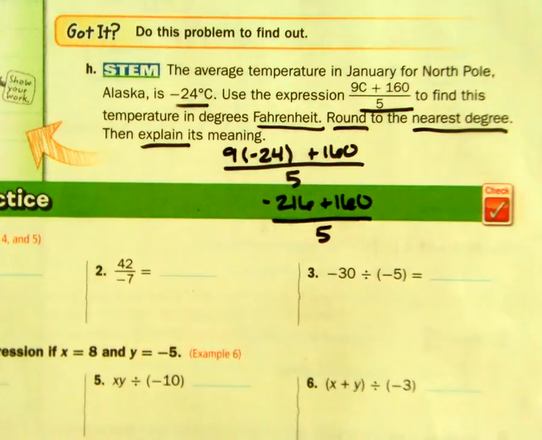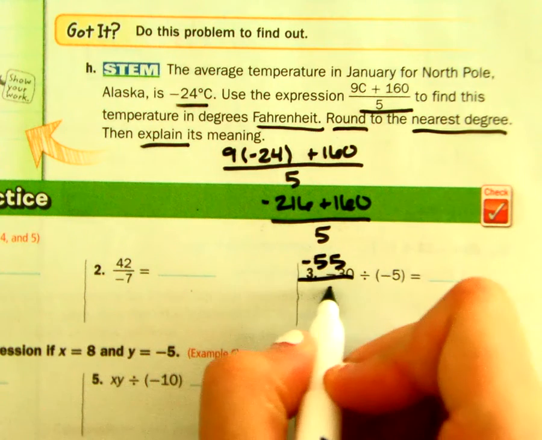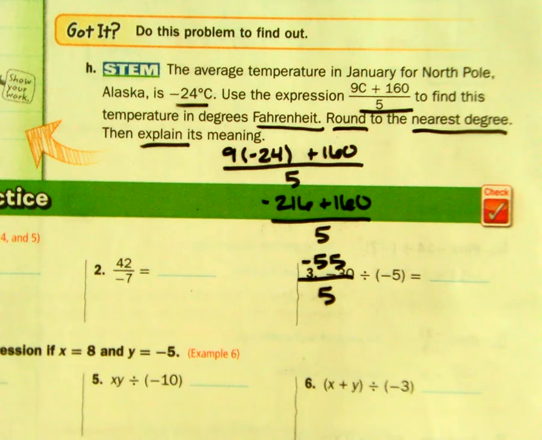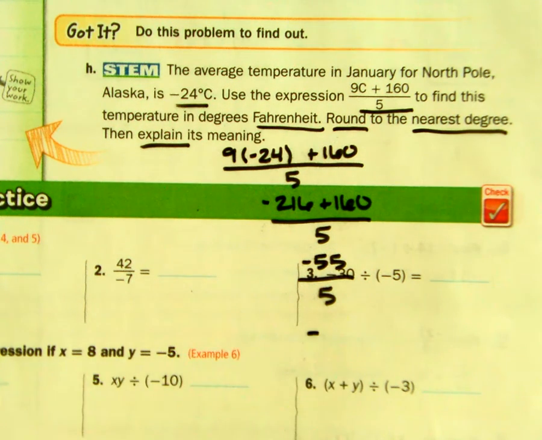Okay, I still don't have one term in my numerator, so I got to simplify that. So we have negative 216 plus 160. Again, I have a negative plus a positive. I make my zero pairs. They cancel. What's left? We would get negative 56 divided by 5. Now I have a single term in my numerator and denominator, so I can divide them. We have a negative divided by a positive. I know right away my answer is negative. And then 55 divided by 5 is 11.